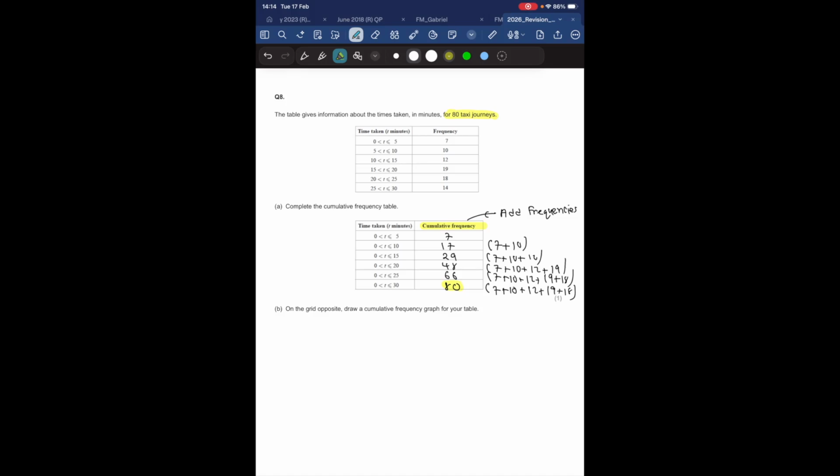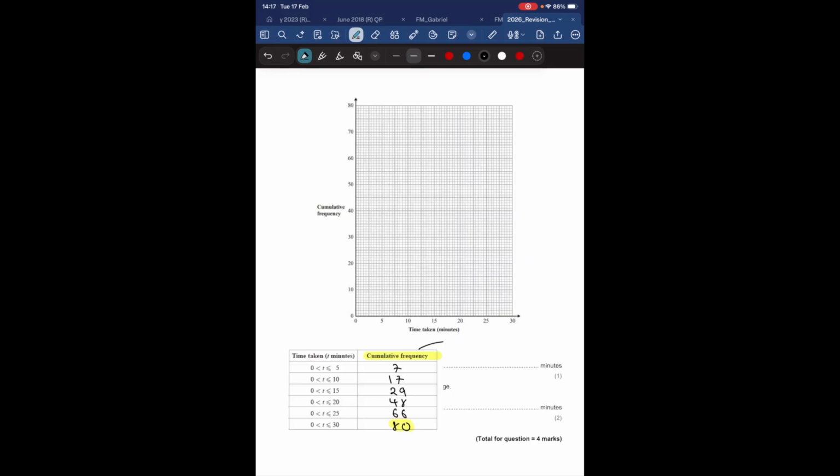Now, once you've got the cumulative frequency table completed, the next thing you'll need to do is plot the cumulative frequency curve, which is what they're actually asking you to do here. And they call it a cumulative frequency graph. This is going to be a curve. That's the main thing that you need to remember. It's not going to be a bar chart or a histogram. It's going to be a smooth curve.